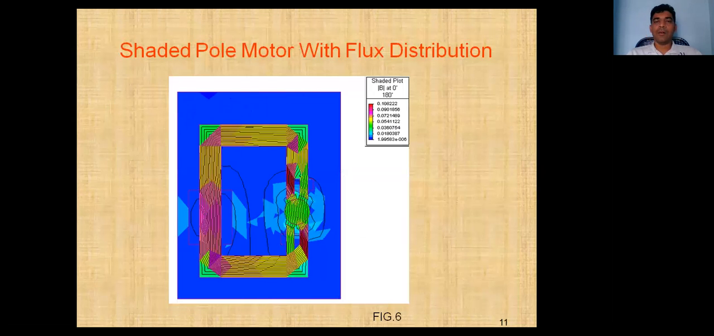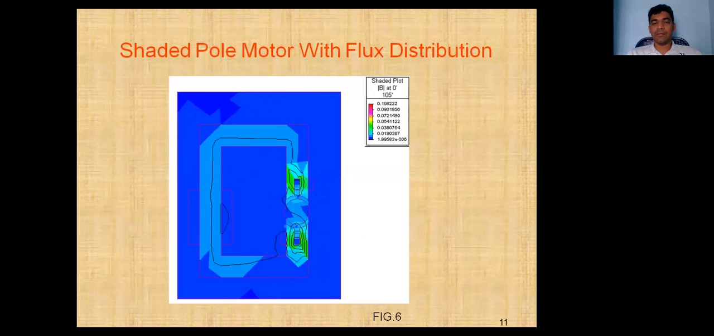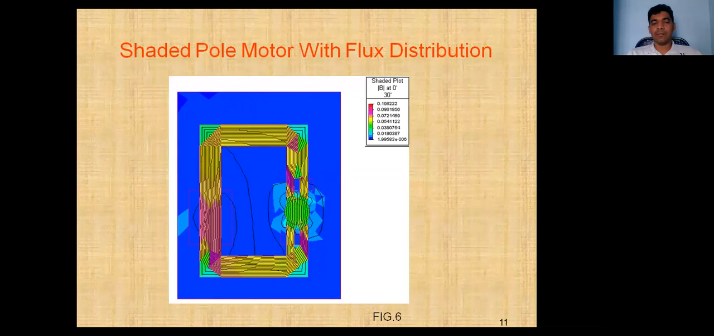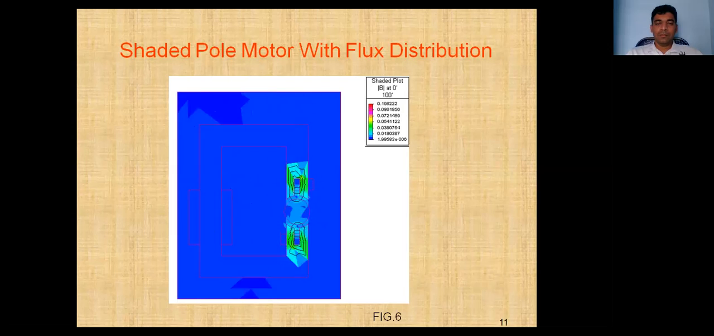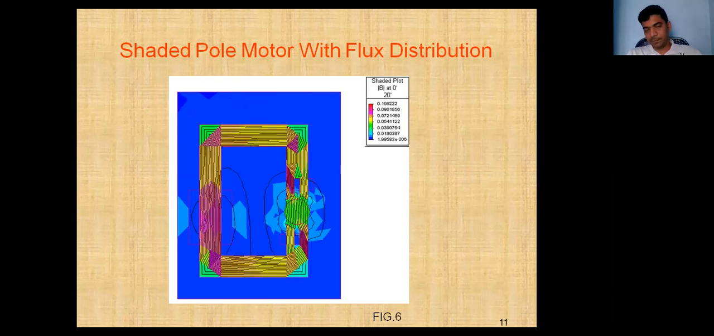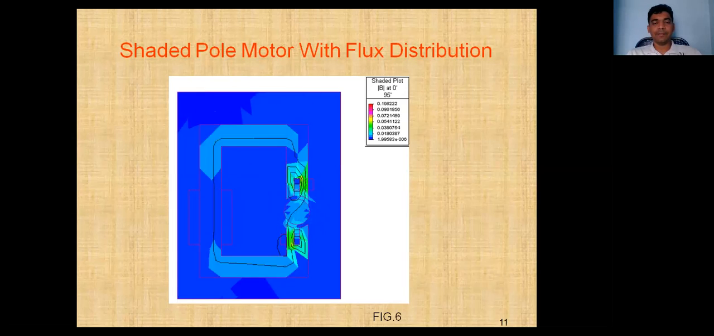This is the shaded pole motor with flux distribution. How the flux distribution is varying, we will see.